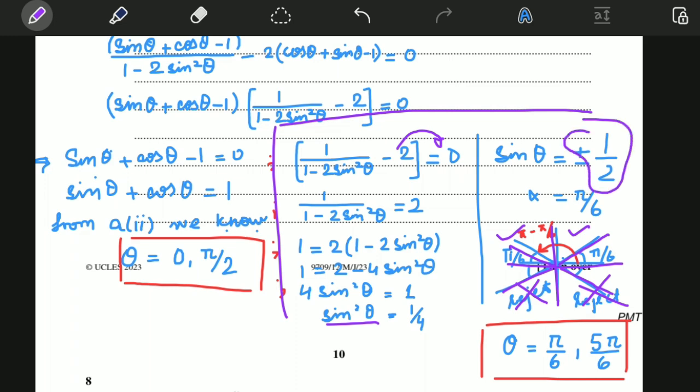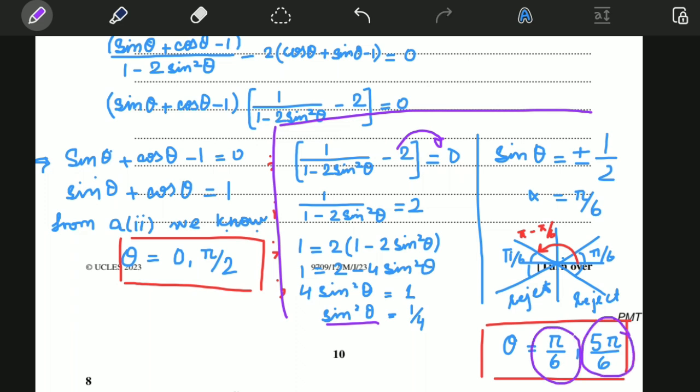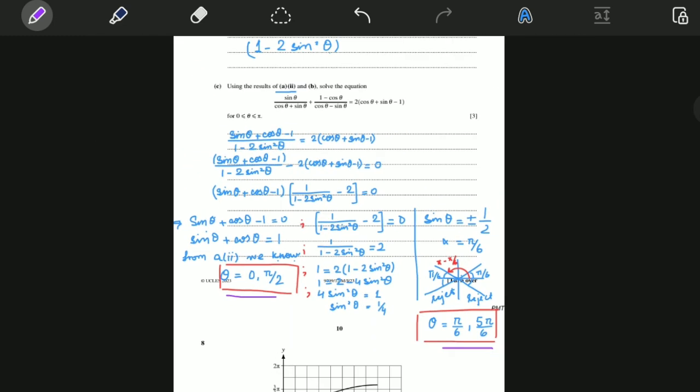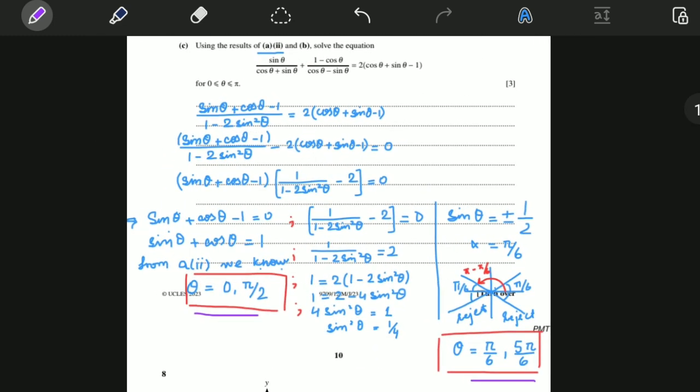For the negative ones, because they are not in our given range, they will be rejected. Now, it is so messy, so I'm removing it. Now see, in the second quadrant the angle would be pi minus pi by 6, so it would be 5 pi by 6. So the four solutions that we are going to have will be theta is equal to 0, pi by 2, pi by 6 and 5 pi by 6. So this is how we solve this equation.